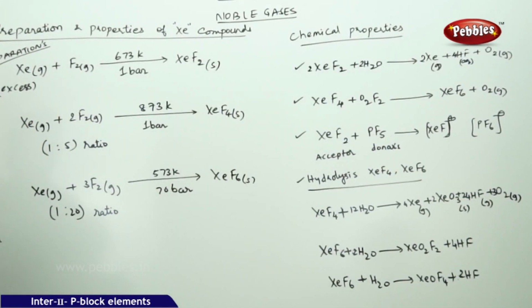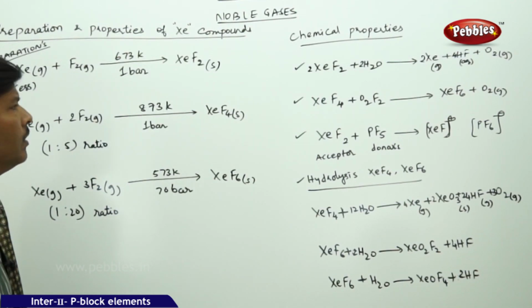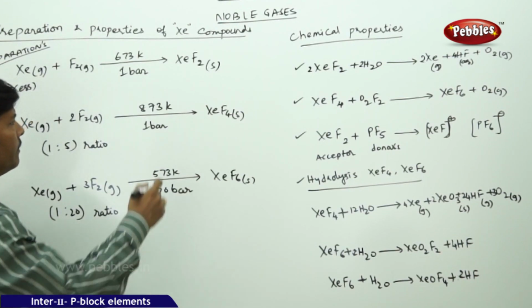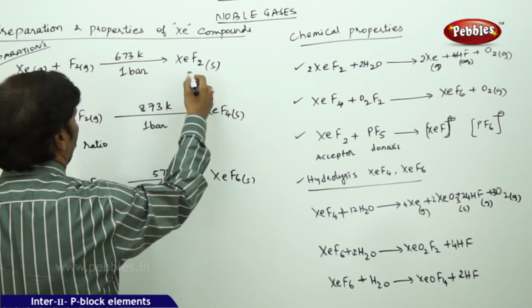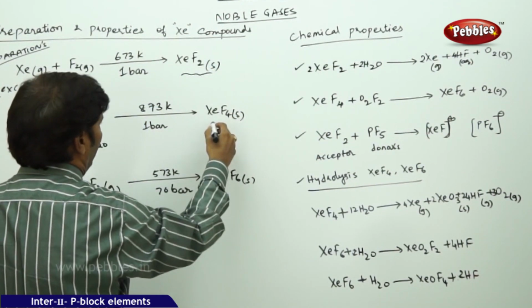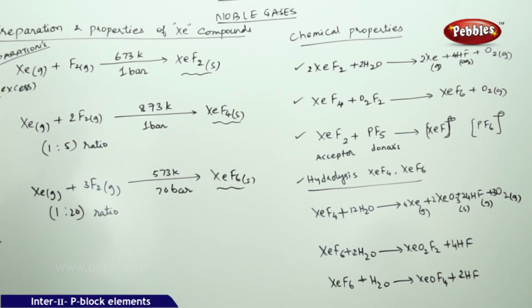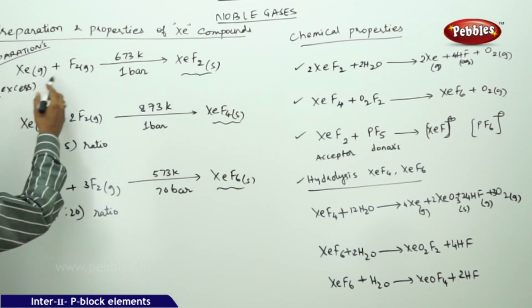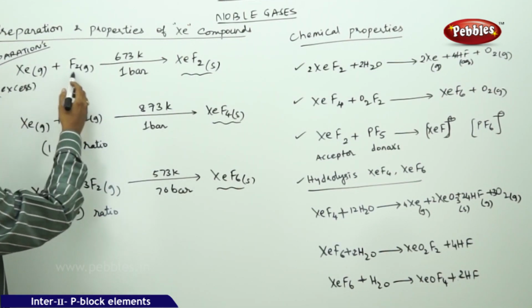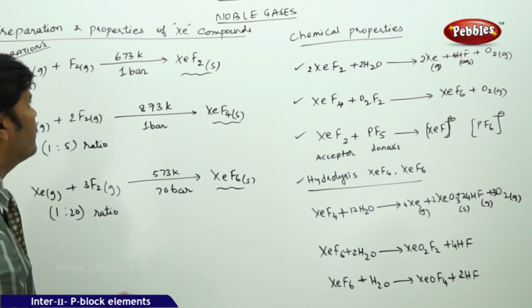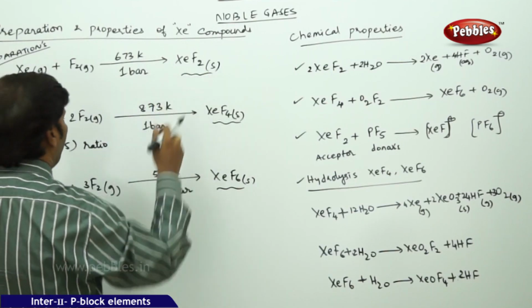In the preparation and properties of xenon compounds, you can clearly observe that we are able to prepare all the halides of xenon: xenon difluoride, xenon tetrafluoride and xenon hexafluoride. In the first case, to prepare xenon difluoride, xenon reacts with excess fluorine at 673 Kelvin temperature and 1 bar pressure to give solid xenon difluoride.